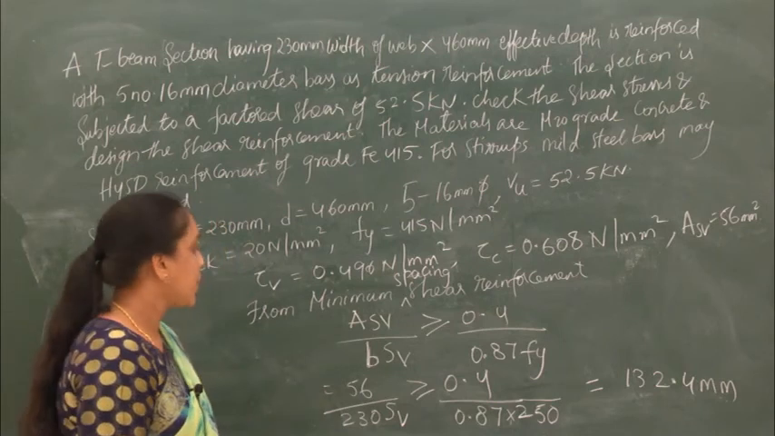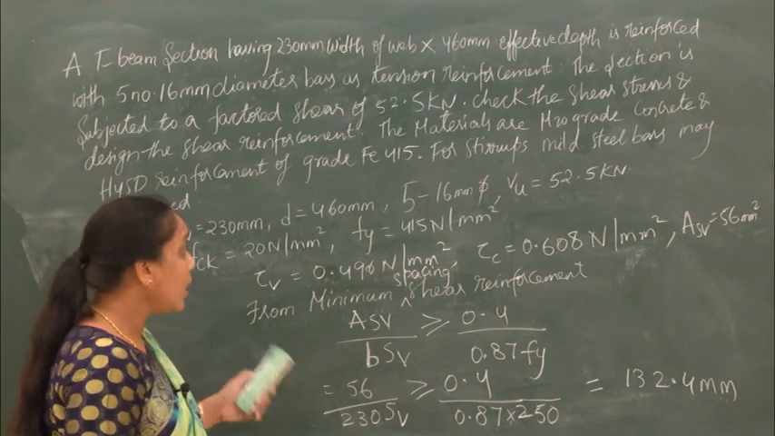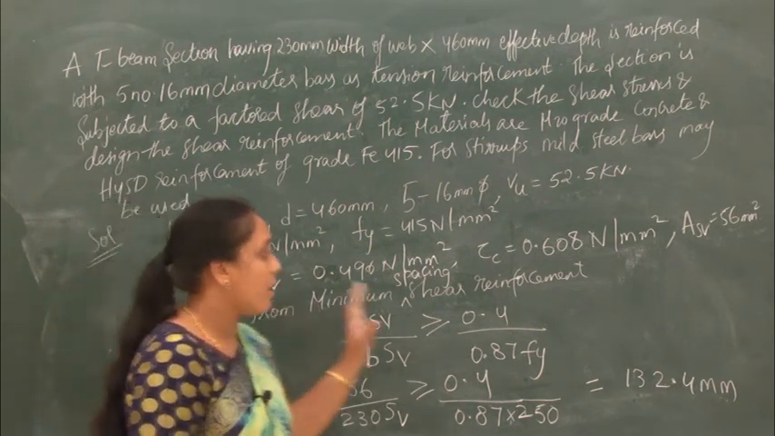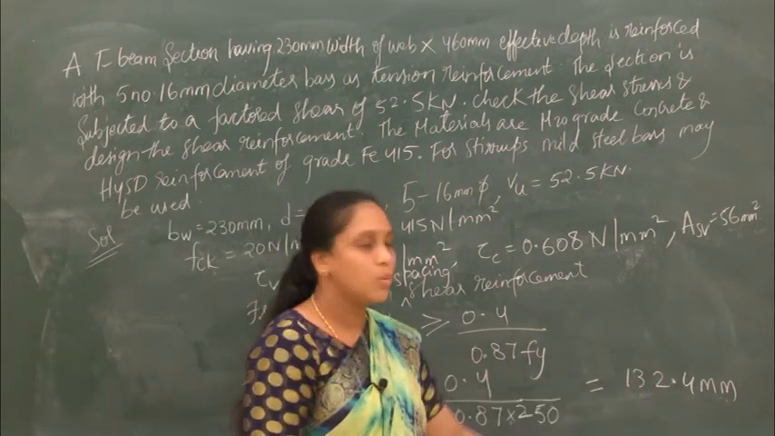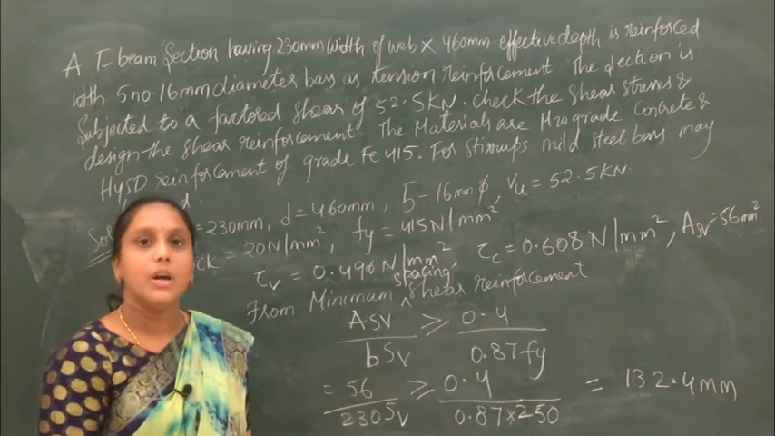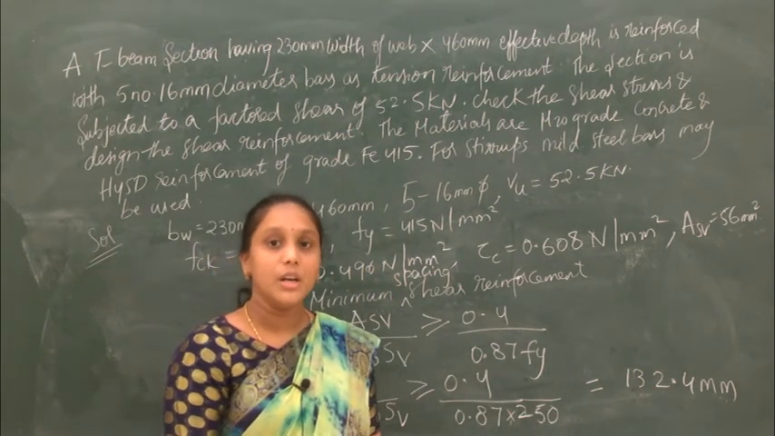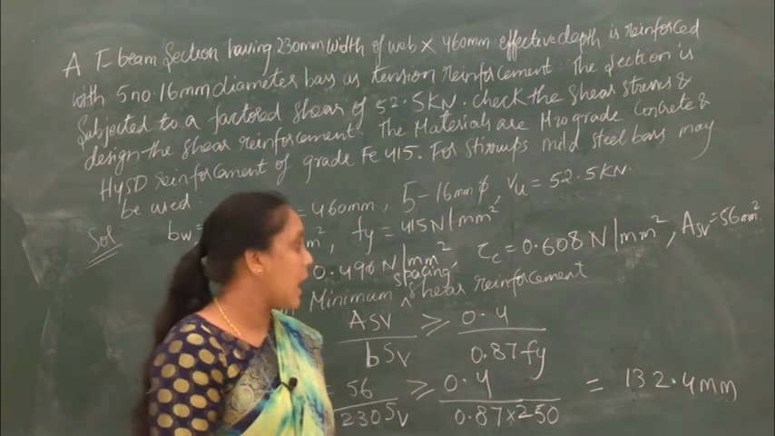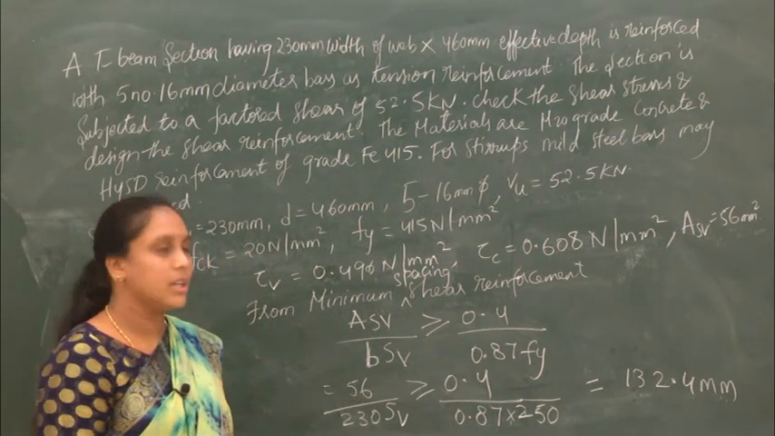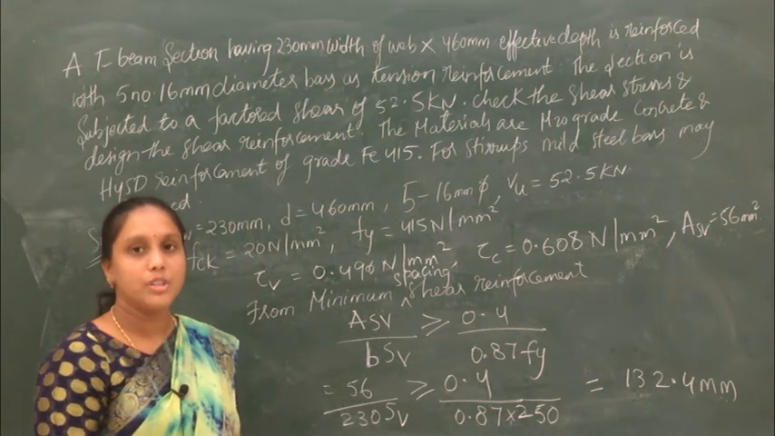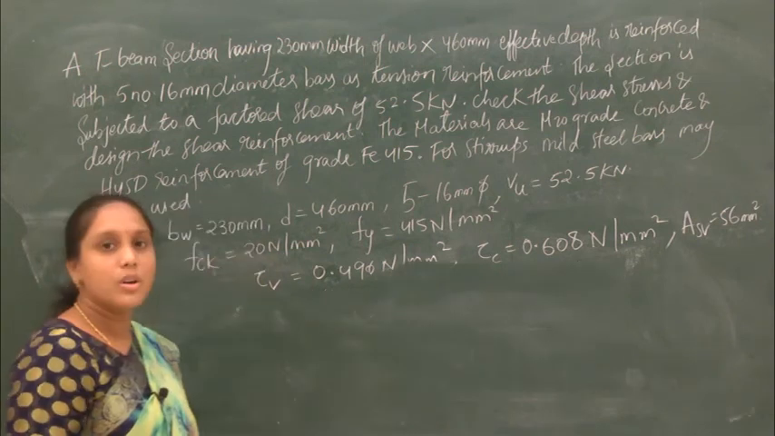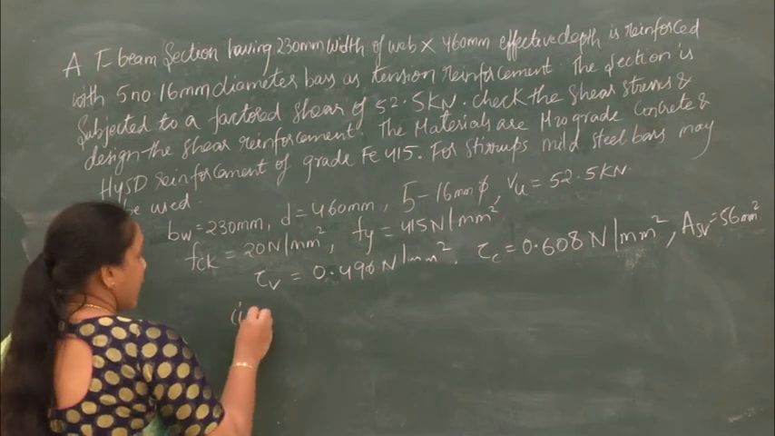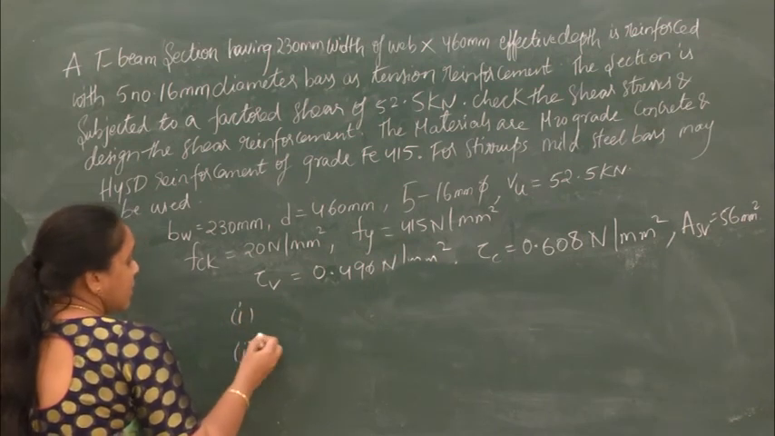So hence, by considering the minimum spacing for the shear reinforcement, you have got a value of SV as 132.4 mm. Now we have to check for the maximum spacing of shear reinforcement also. So in the next step, let us check for the maximum spacing of shear reinforcement. In the maximum spacing, how many cases do we have? We have two cases here.